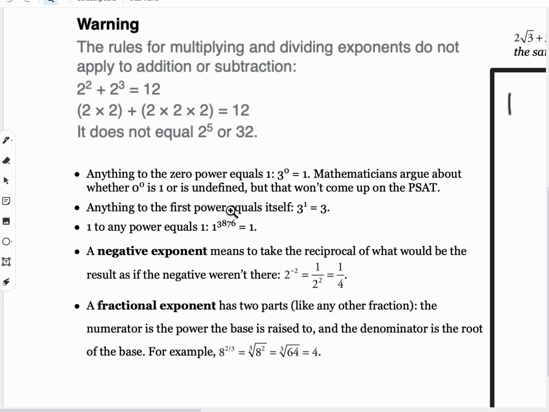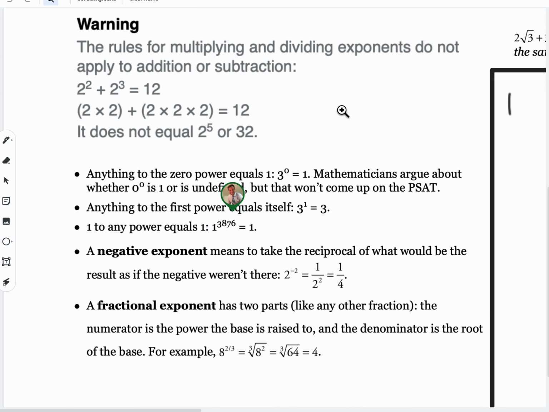Let's take a look at a few other rules. Anything to the 0 power equals 1. 3 to the 0 power equals 1, for example. Anything to the 1st power equals itself. 3 to the 1st power equals 3. 1 to any power will always equal 1, even 1 to the 3,876th power. That is still 1.